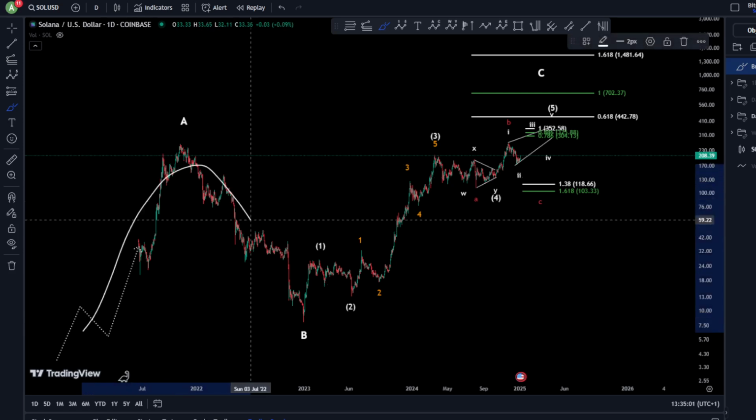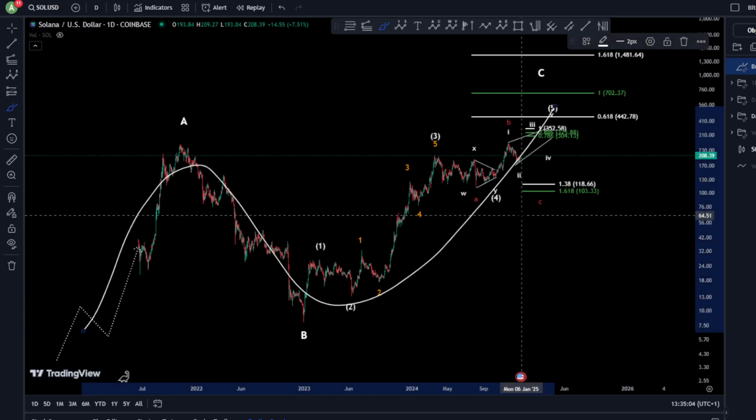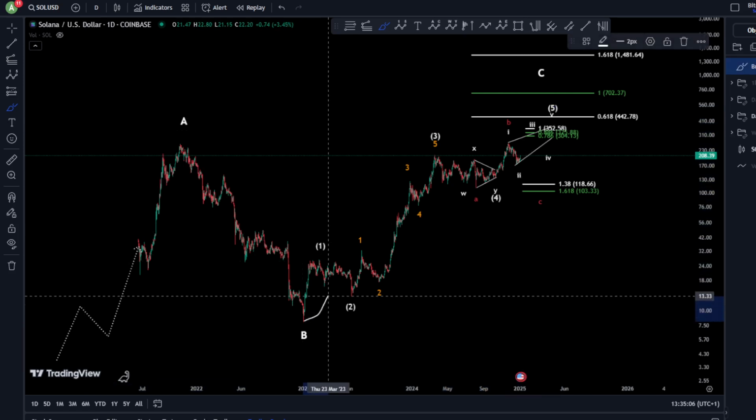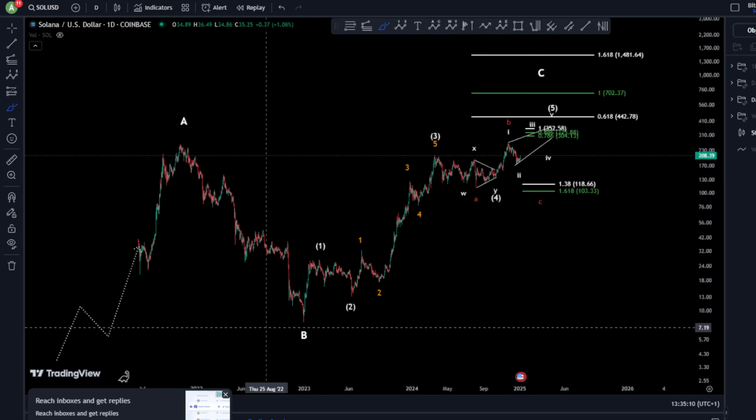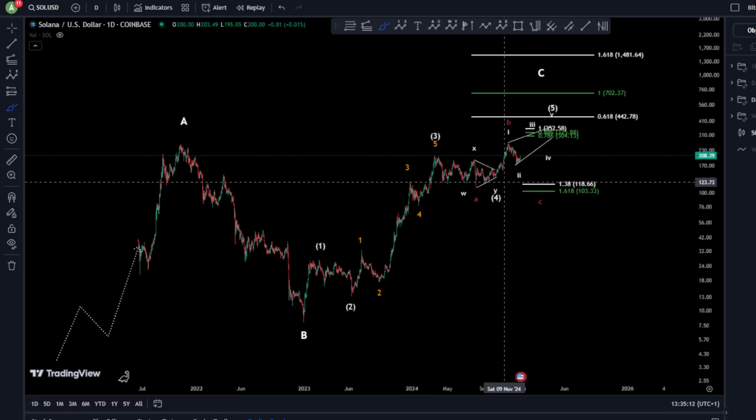Starting on the daily chart, we are looking at an ABC toward the upside, and your wave C, of course, should be an impulse 1, 2, 3, 4, 5. We are currently in the wave 5, of course, for higher prices. Now your wave 5 can end in two ways.